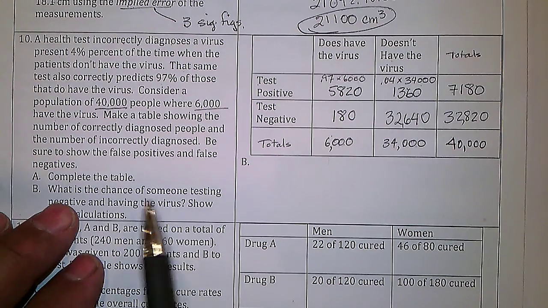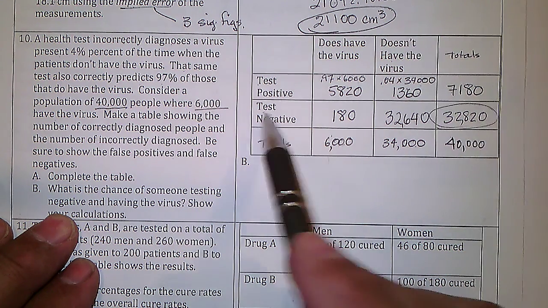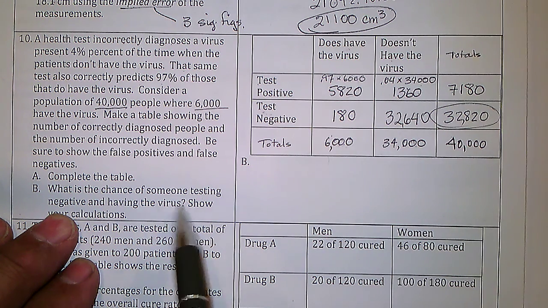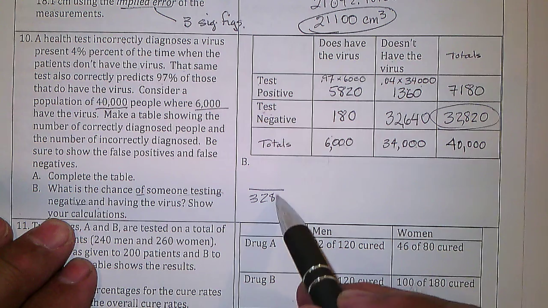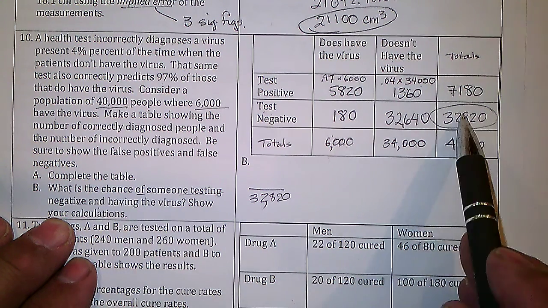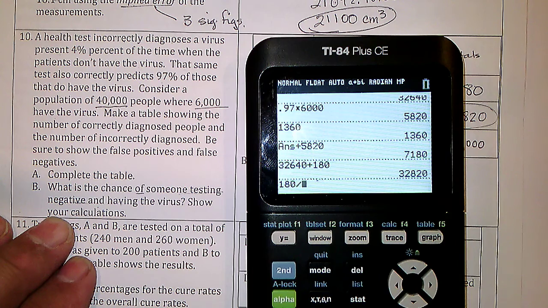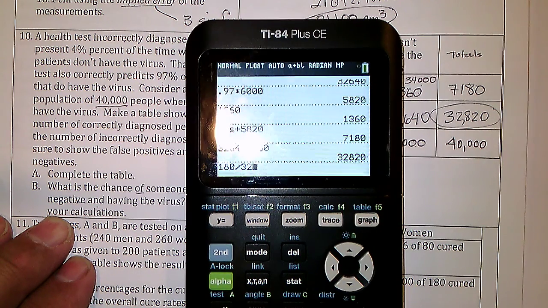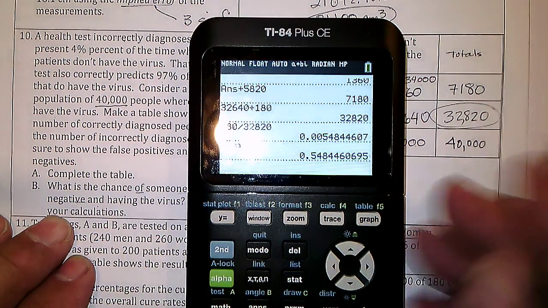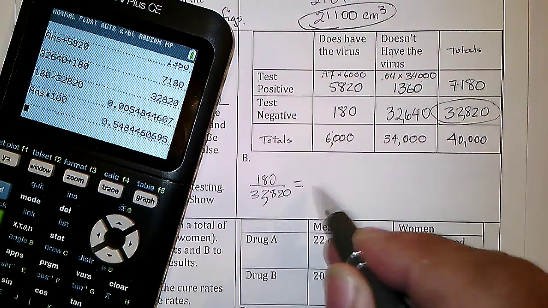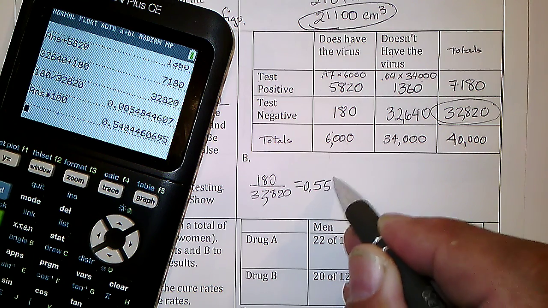Now B, what is the chance of someone testing negative? Testing negative. Of all that test negative, that would be this way, not these. These are whether they do or not. Of the testing negative, so that makes it our denominator, 32,820. Having the virus, 180. So that's 180 divided by 32,820 times 100 to make it a percent, and that would be 0.55%.